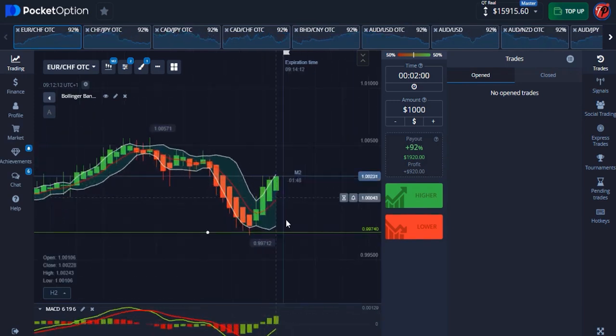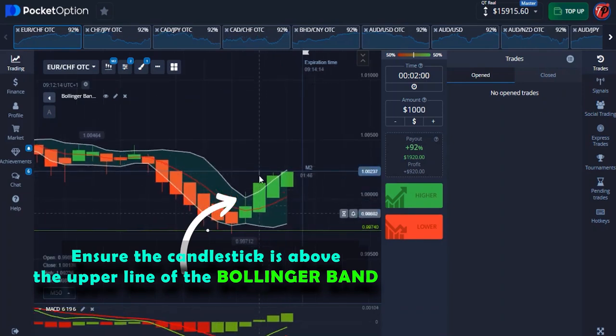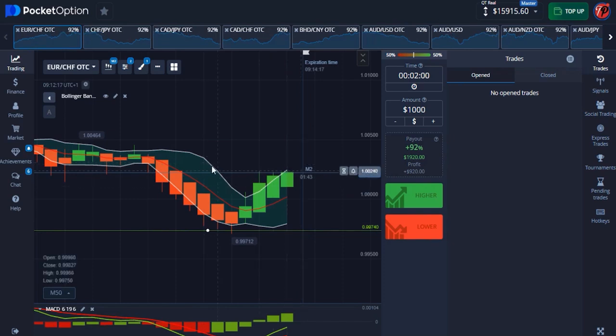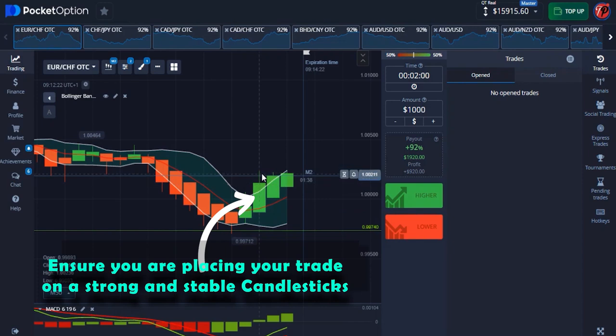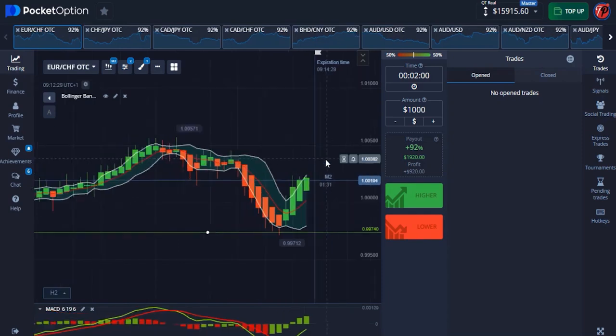The MACD line is to intersect, and make sure that you're actually below the MACD signal bar here. Make sure that on your Bollinger Band, the candlestick you're placing your trade on is actually above the upper line of the Bollinger Band, if you're going for an up trade. It's very important. And not only that, make sure that the candlestick is very strong and very stable before you enter a trade. A very good one there, guys.